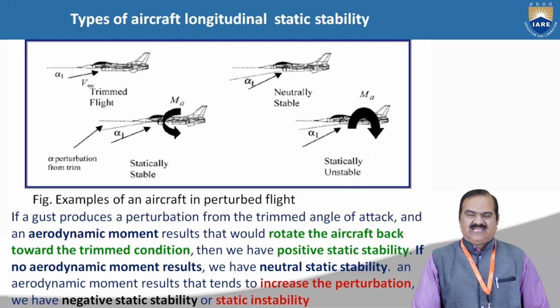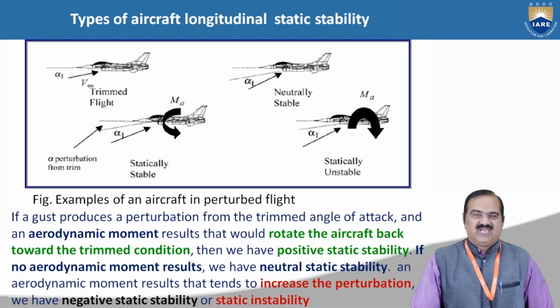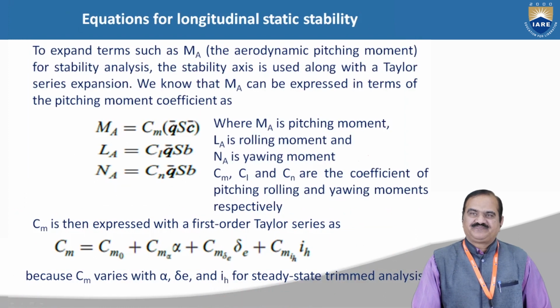So I have given the total definition here. If a gust produces a perturbation from the trimmed angle of attack and an aerodynamic moment results that would rotate the aircraft back towards the trimmed condition, then we have positive static stability. If no aerodynamic moment results, we have neutral static stability. If an aerodynamic moment results that tends to increase the perturbation, then we have negative static stability, or static instability. So we have these three types of aircraft longitudinal static stability.